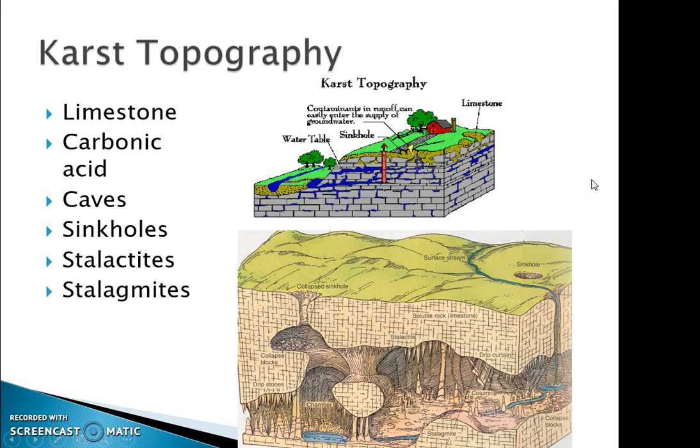So karst topography is very, very specific. This is where we have the remains of ancient coral reefs, limestone, which have become weathered over time, that water has actually carved caverns into and has dissolved some of that limestone.